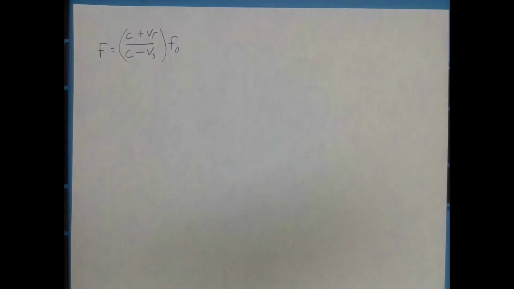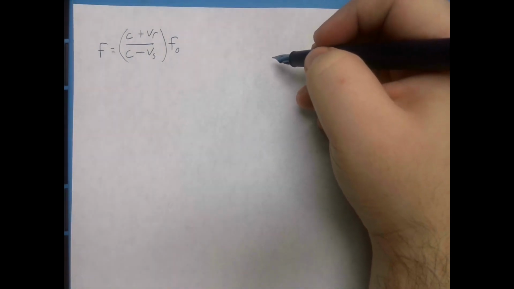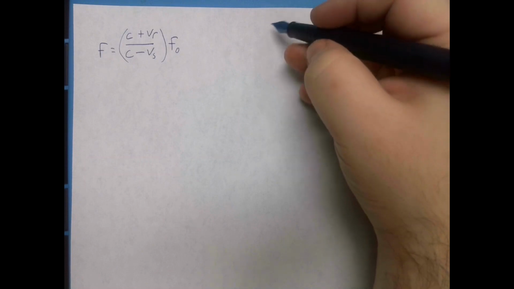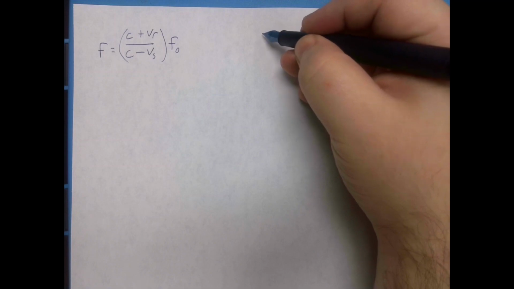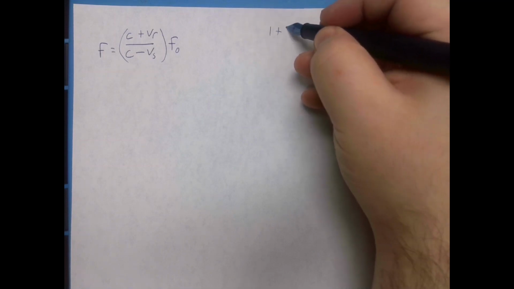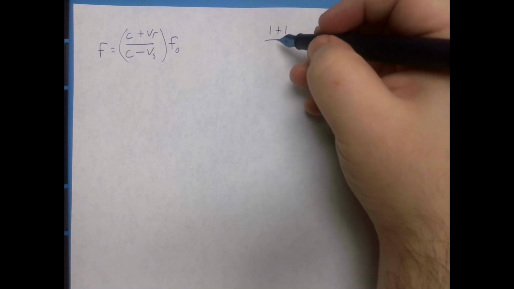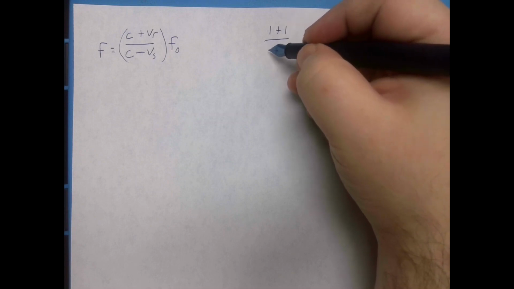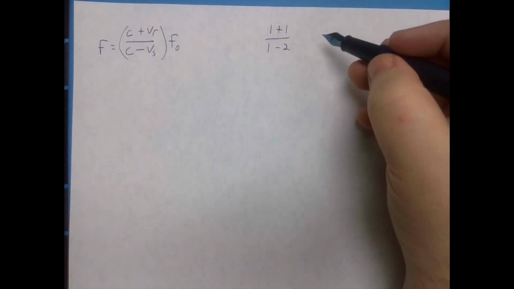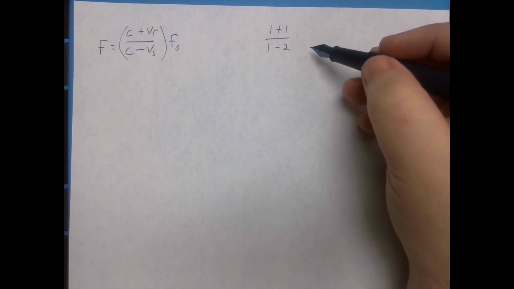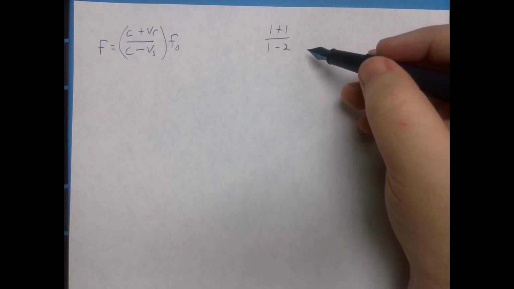Question: how would you solve for C? C divided by C is 1. That's not how you do algebra. How do you solve algebraically for the... For example, 1 plus 1 divided by 1 minus 2. Multiplying by 1 does nothing. Multiply by C. No. Come on, how do you do algebra?